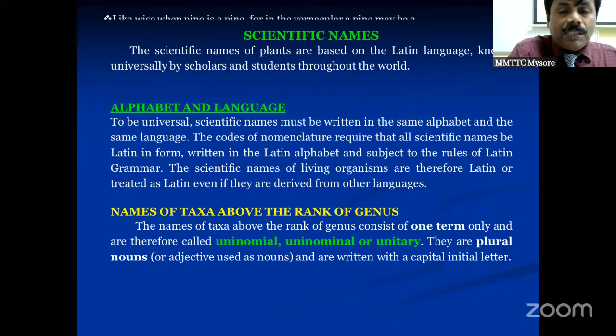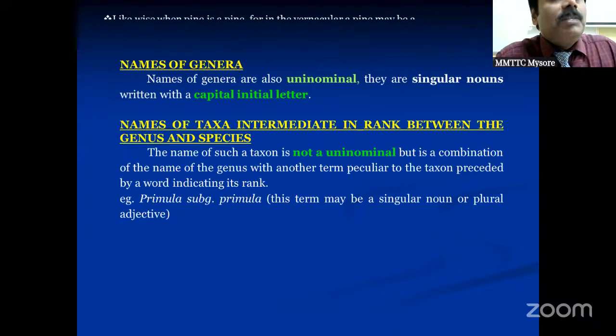Taxon must be there. The names of taxa above the rank of genus consist of one term only, and they are called uninominal or unitary. They are plural nouns or adjectives used as nouns and are written with a capital initial letter. In English grammar, we value the punctuation marks. There are 7 punctuation marks. Even in taxonomy, when it comes to nomenclature, we value each and every punctuation mark wherever it is applicable, because full stop, comma, colon, semicolon, exclamation, everything is useful in nomenclature, because it has got value. If you put a full stop, it means abbreviated; Linnaeus is the full form. If I write L full stop, it is abbreviated. It is the need of the hour, because as per the mandate, the procedures to be followed, the aims of the code should be fulfilled. Henceforth, punctuation marks are very important when you talk about nomenclature.